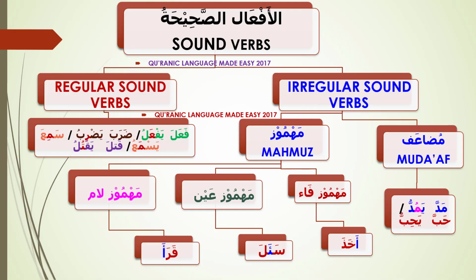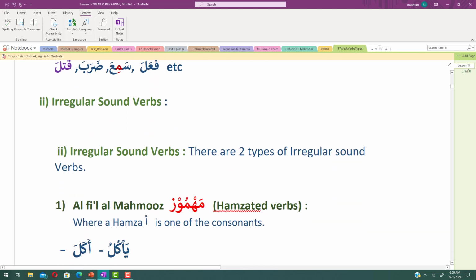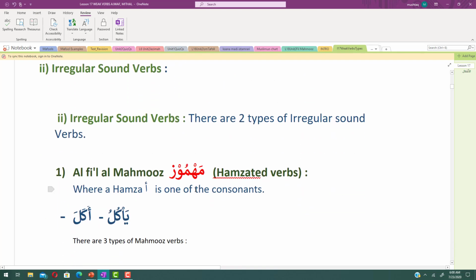The next type is irregular sound verbs. The irregular sound verbs are further divided into two types. The first is Mahmuz and the second is Muda'af. Let's learn what exactly Mahmuz is. Mahmuz, the root letters for this word are ha, mim, za, which means hamza. These are called hamzated verbs, where a hamza is one of the root letters. For example, akala yakulu, which means to eat.